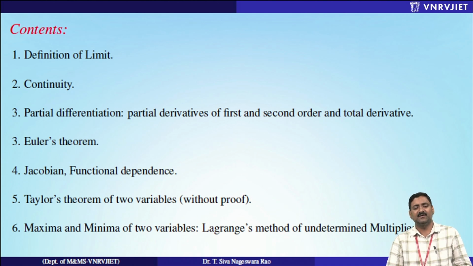Later we will see Taylor's theorem for the given function involving two variables. And the final topic is maxima and minima of the given function involving two variables, in which the special method is called Lagrange's method of undetermined multipliers.